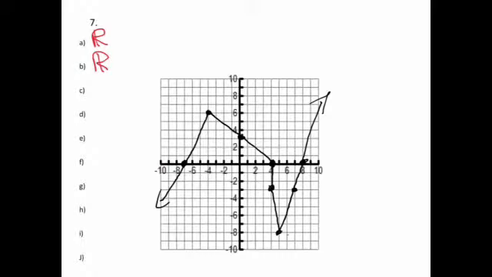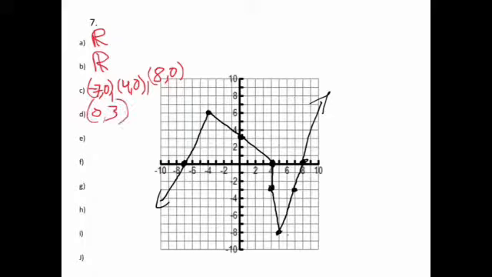For my x-intercept, I actually have 3 different ones, so I can write them all down. We have (-7, 0), (4, 0), and the last one is going to be (8, 0). So it has 3 x-intercepts. Only has one y-intercept right there, as (0, 3).